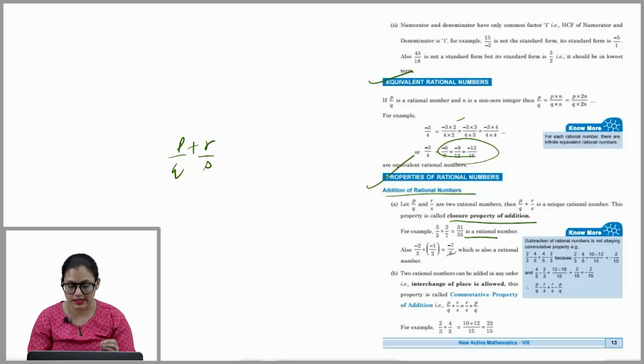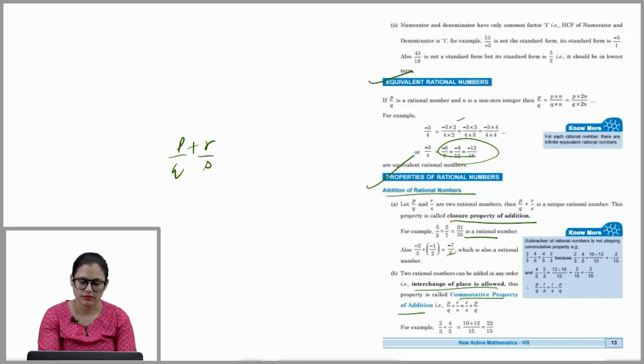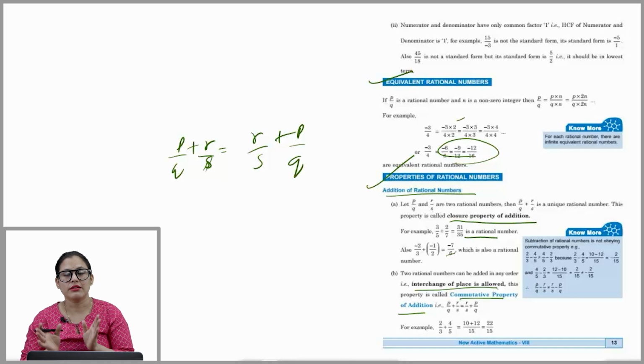Two rational numbers can be added in any order. Interchange of place is allowed. Remember that. This property is called commutative property of addition. So many times you have studied about this commutative property of addition. So p by q plus r by s, or you can also write it as r by s plus p by q, the answer will remain the same, no matter in what order you add them up.